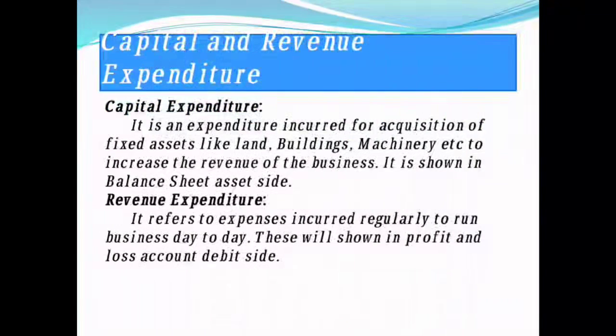The next you have capital expenditure and revenue expenditure. Capital expenditure is incurred for the acquisition of fixed assets like land and building, machinery, etc., to increase the revenue of the business. Purchase of a fixed asset we will consider as capital expenditure, meaning one time you are going to spend that amount, and normally we will show it in the balance sheet, asset side. And revenue expenditure means regular expenses incurred for business purposes, and this will be shown in the profit and loss account, debit side.